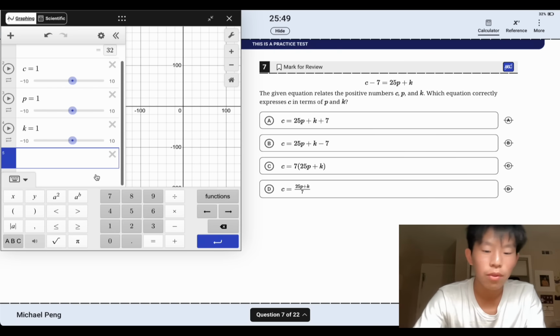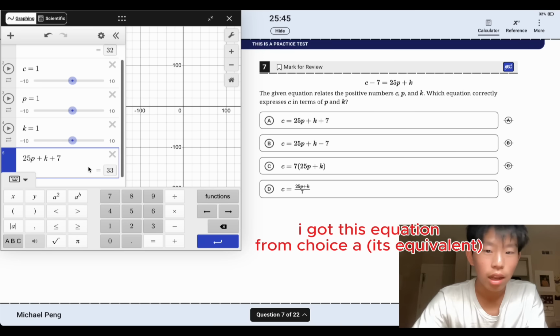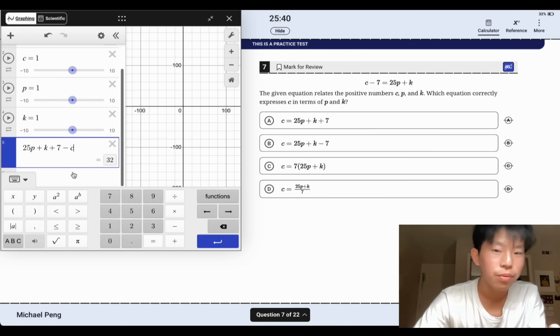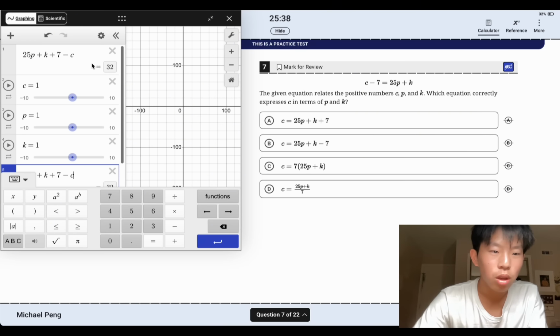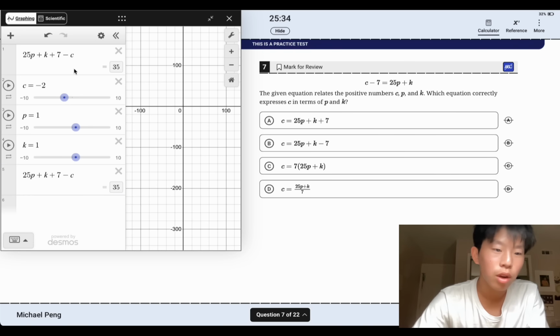So let's just do the same for all these other answers. Let's do 25p plus k plus 7. And now let's do minus c, 32 and 32. So that's the right answer. You see what I mean? By exploiting the fact that these numbers can be anything, you see how they're always the right answer.